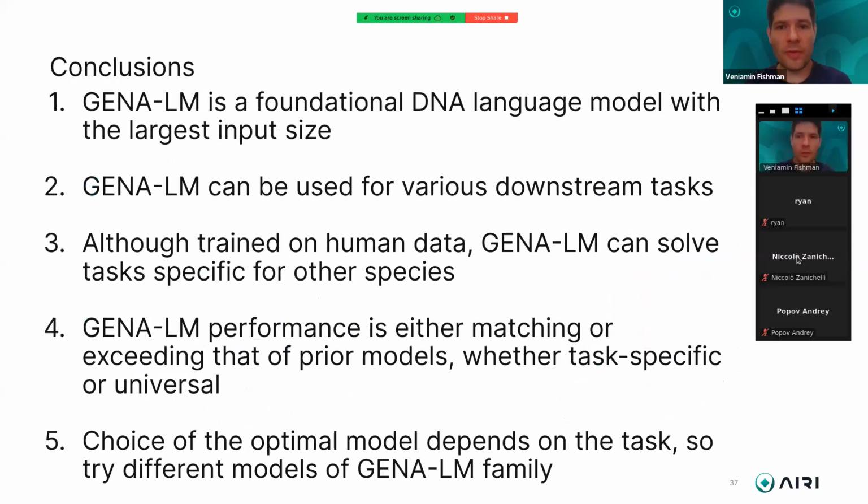So I would like to conclude with this and just summarize what we have already told, that GENA is a foundational DNA language model with the largest input size, and that GENA can be used for various downstream tasks. I showed you examples, and also, trained on human data, it can generalize to solve tasks specific for other species. For many tasks, although not for all of them, the performance of GENA is either matching or exceeding that of prior models, whether they are task-specific or universal, such as DNA-BERT.